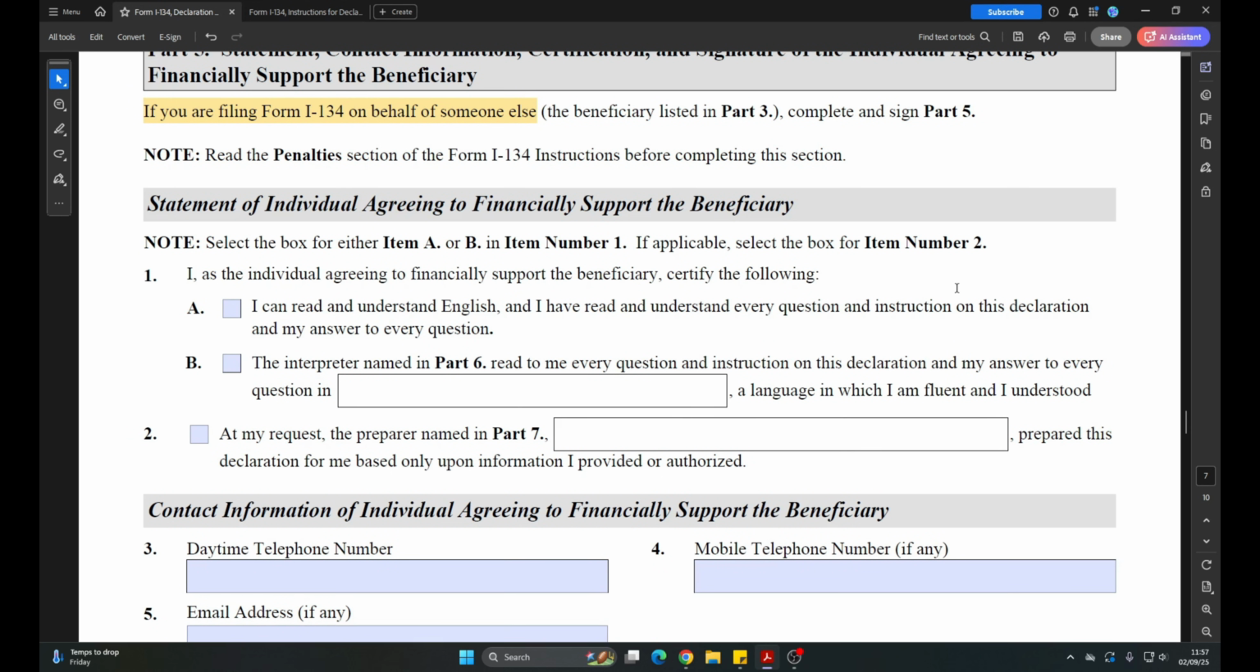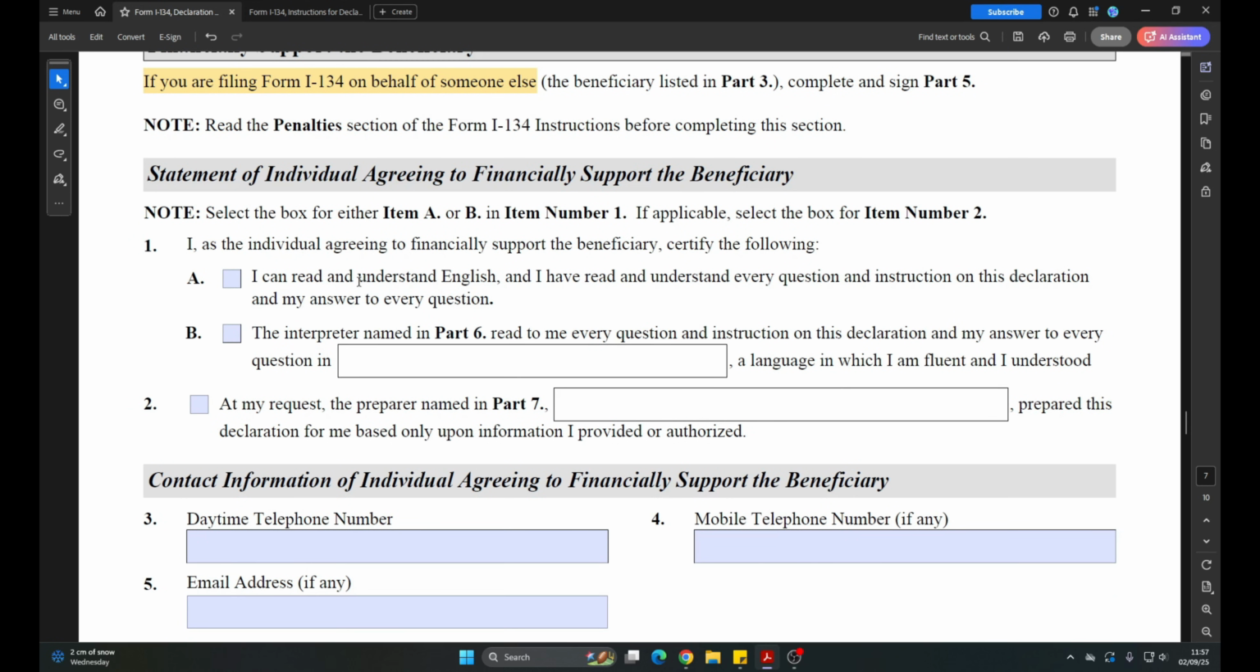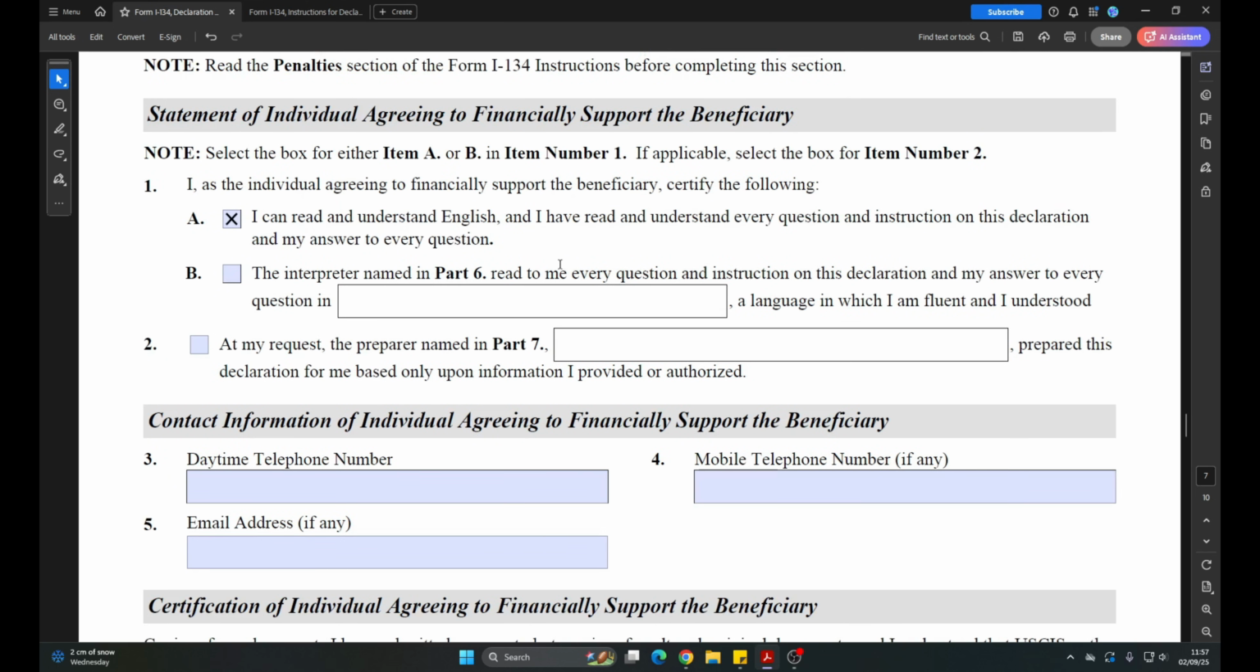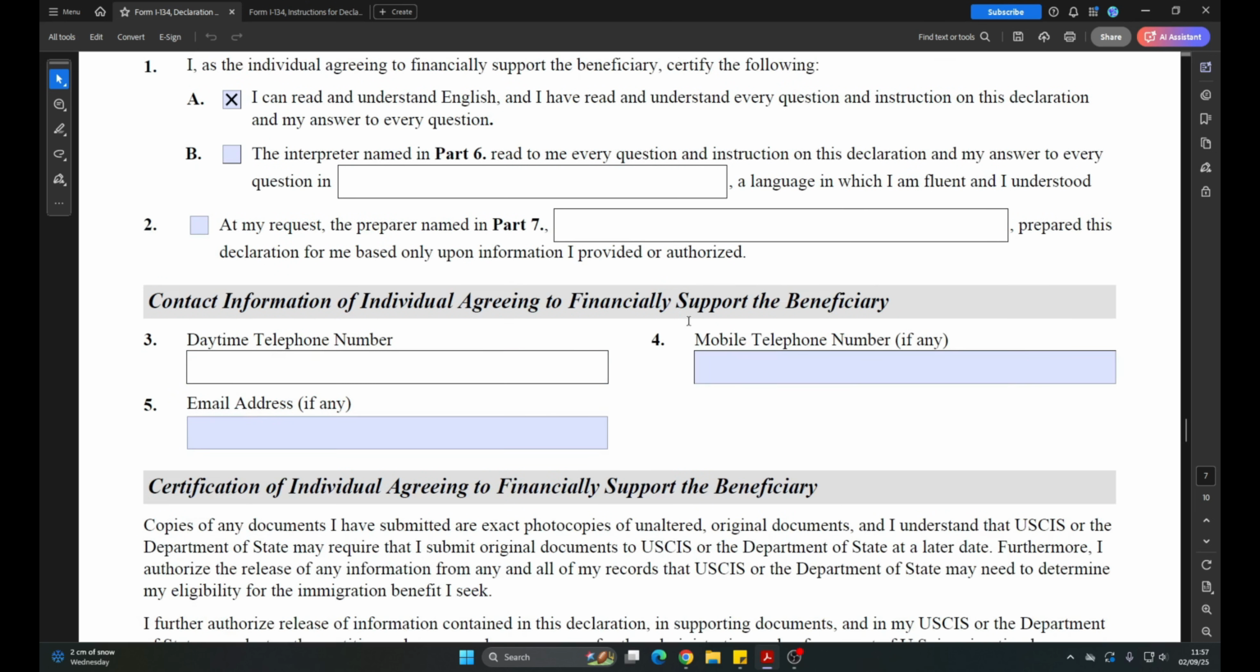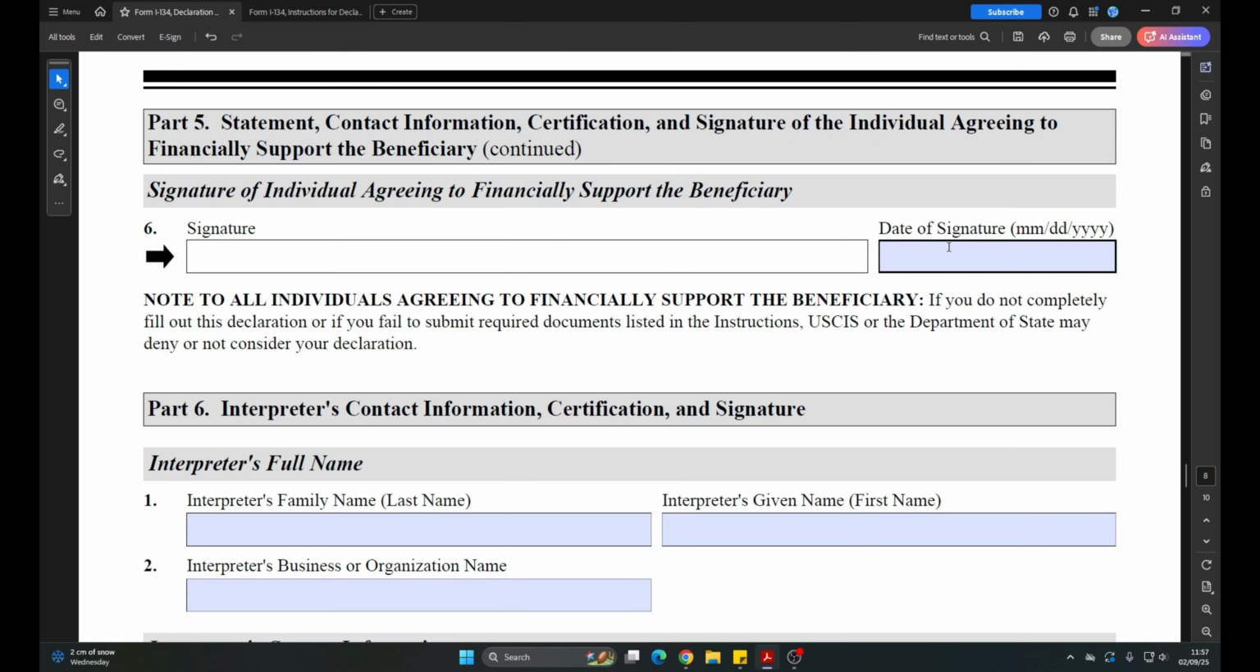So first select if you can read and understand English, or if somebody interpreted the questions for you. And if somebody else also prepared this application for you, you can select box 2, again only if it's applicable in your case. Provide your phone number and your email address, and then provide the date of your signature, and you must sign this form in a black pen.